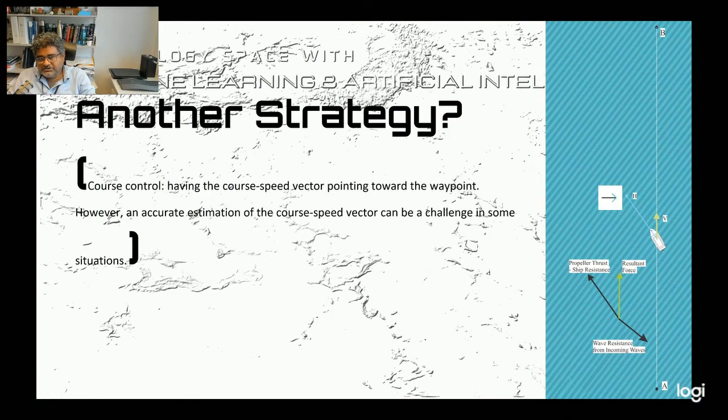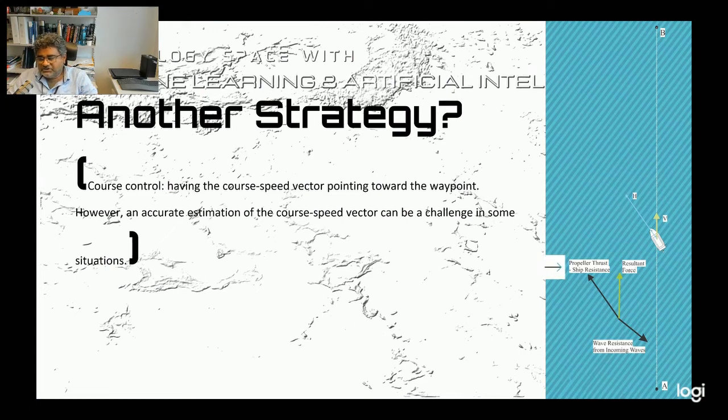So let's consider another navigation strategy for this vessel. This is called the course control. However, this may not be practical in some situations. The objective is to have this course speed vector pointing towards the waypoint. This can be a challenge because we may not be able to estimate this course speed vector accurately in some situations. But let's get into a little bit more detail on this type of navigation strategy.